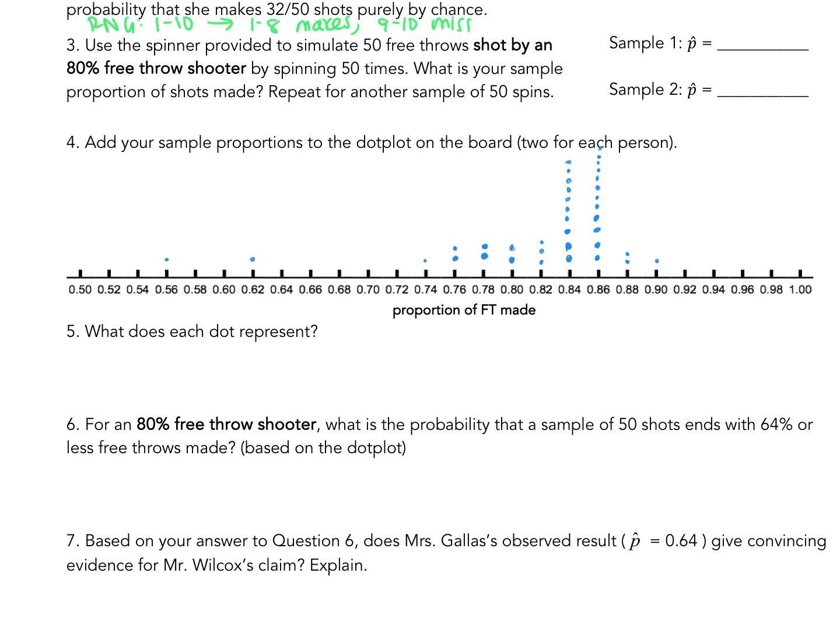Okay. So let's keep going. What does each dot represent? Each dot in this case is 1 random sample of 50 free throws. And specifically, we are looking at the proportion of free throws made for that sample.